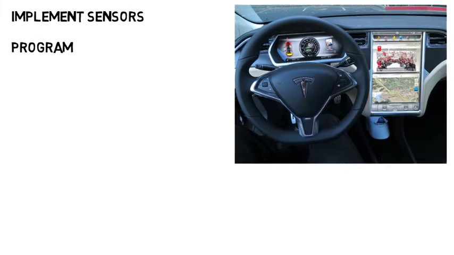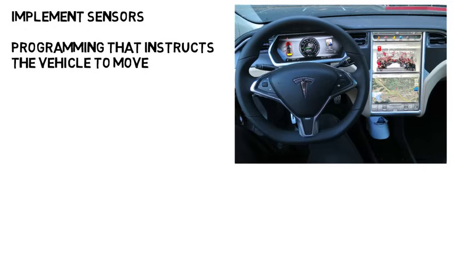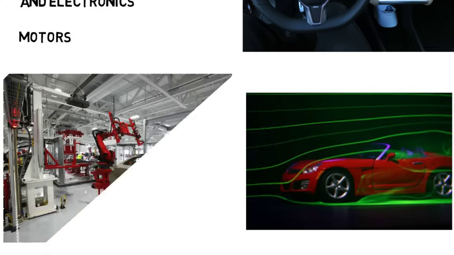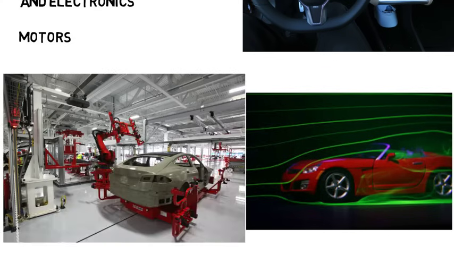Maybe you want to work on the new electric cars that have autopilot. Electrical engineers might implement sensors and the programming that instructs the vehicle to move based on the sensor's readings. They could work on any high power circuitry and electronics that the vehicle uses. Whereas mechanical engineers could work on the motors, the design and structure of the car for safety or even aerodynamics, and also the manufacturing of the car parts themselves. Go ahead and look up electric vehicle projects at colleges, and you'll see almost exclusively electrical and mechanical engineering students working on these.